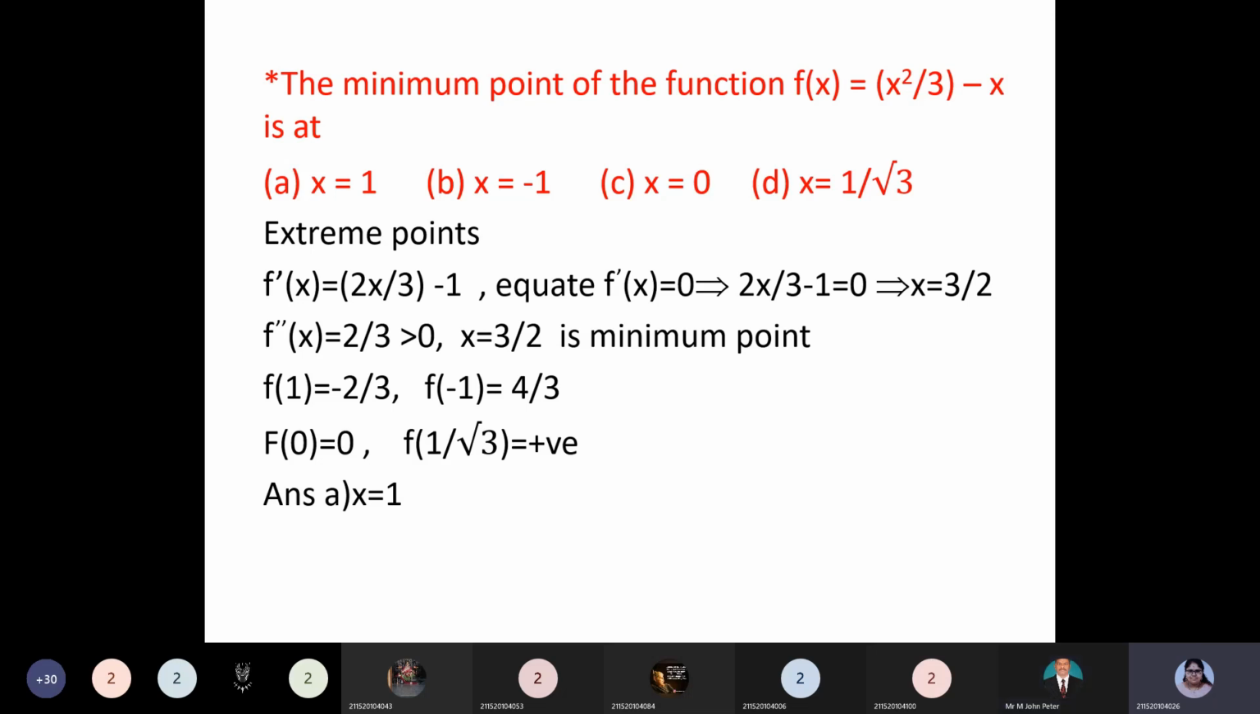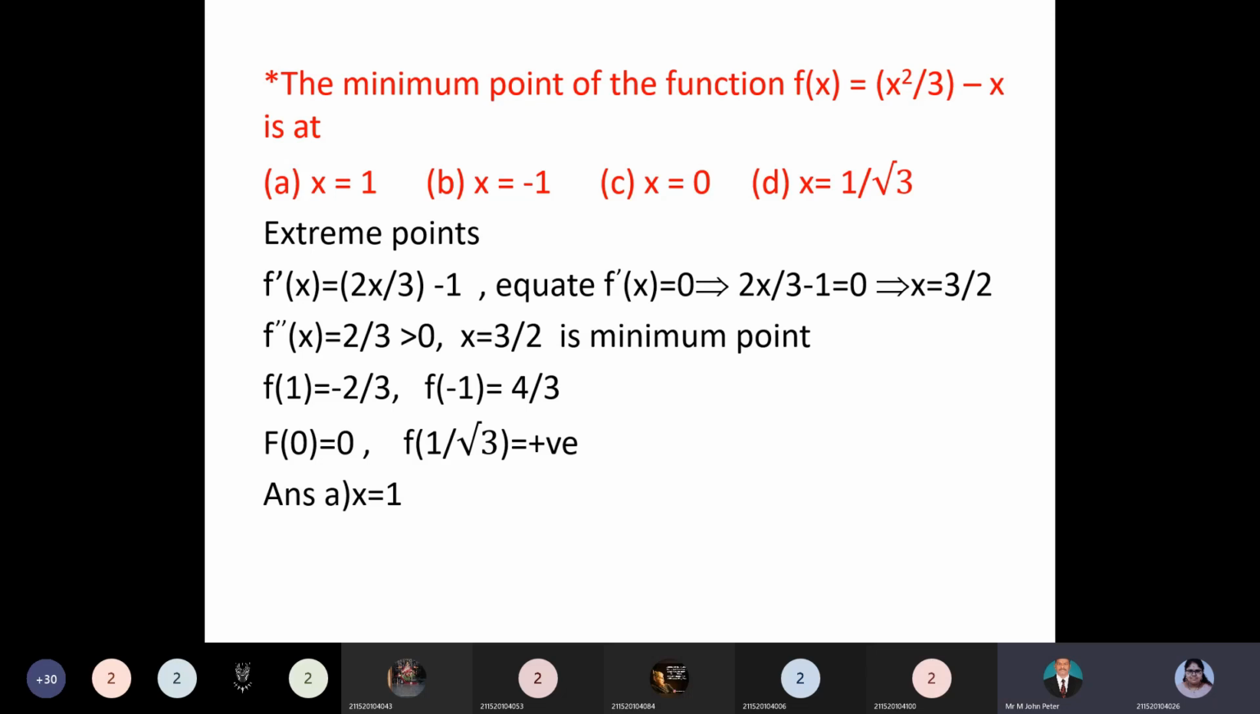Now, whether the point is a maximum or a minimum, we are getting only one extreme point. In this case also, only one point, x equal to 3/2. We have to check whether it is a maximum or a minimum point using f''(x). First we have to find f''(x), so we differentiate once again.